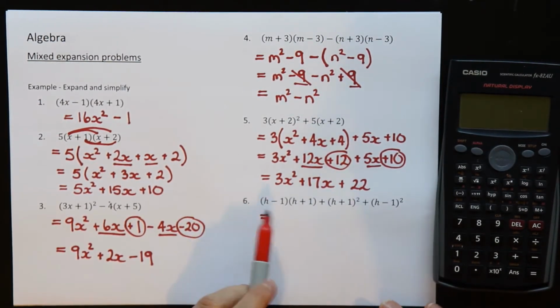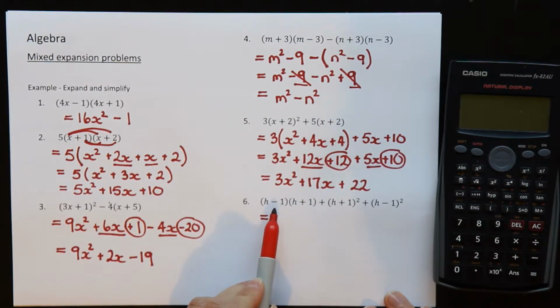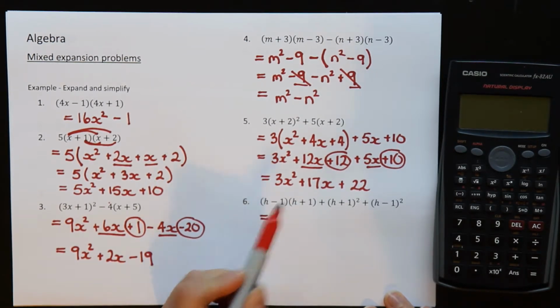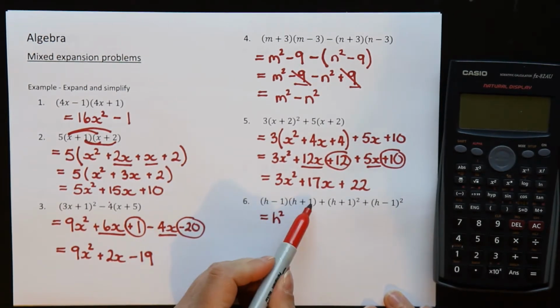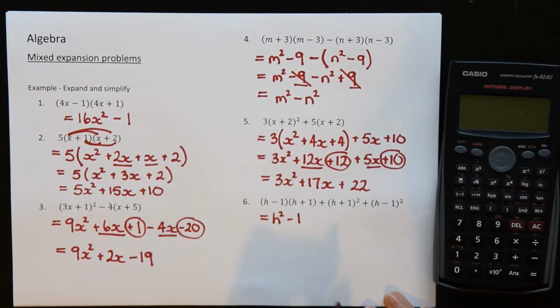Okay, so h minus 1, h plus 1, the brackets are the same except one's a plus and one's a minus. So that's a difference of 2 squares. So for that we do first times first, which is h times h, h squared, and last times last. Minus 1 times 1 is minus 1.